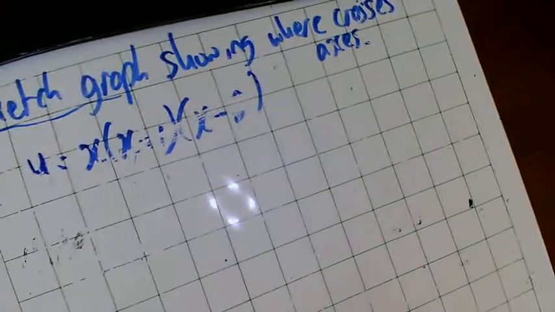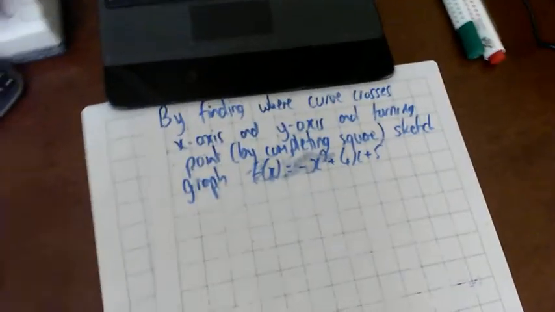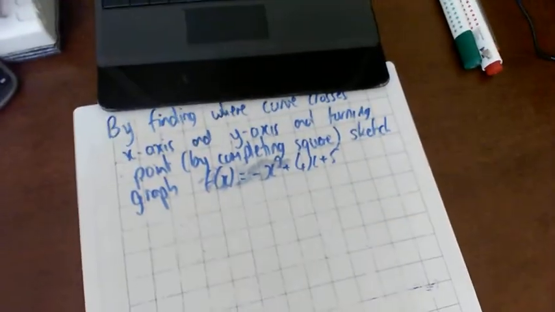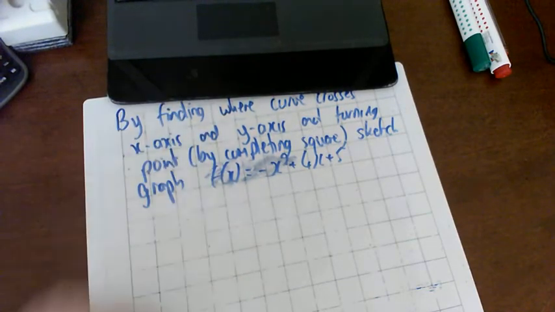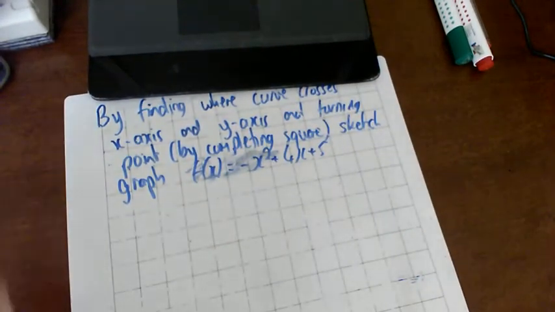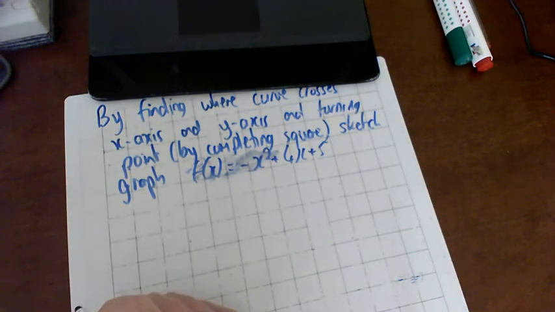So it says, that's not the right one. Where is the question of this one? Oh, there we go. Okay. So, by finding where the curve crosses the x and y axis and the turning point by completing the square, sketch this graph. f of x is minus x squared plus 4x plus 5.